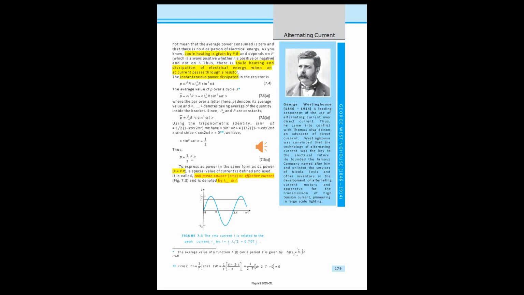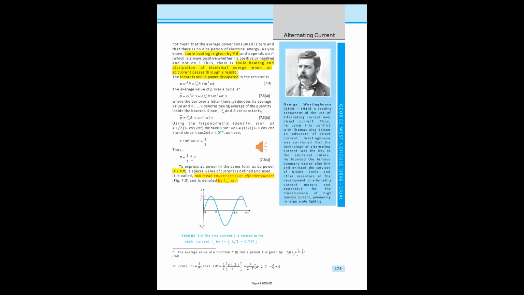The average value of P over a cycle is given by P bar equal to I square R bar, and that's equal to Im square R times the average of sin square omega t, where the bar over the letter denotes its average value and the bracket denotes taking average of the quantity inside the bracket. Since Im square and R are constants, P bar is given by Im square R times the average of sin square omega t.